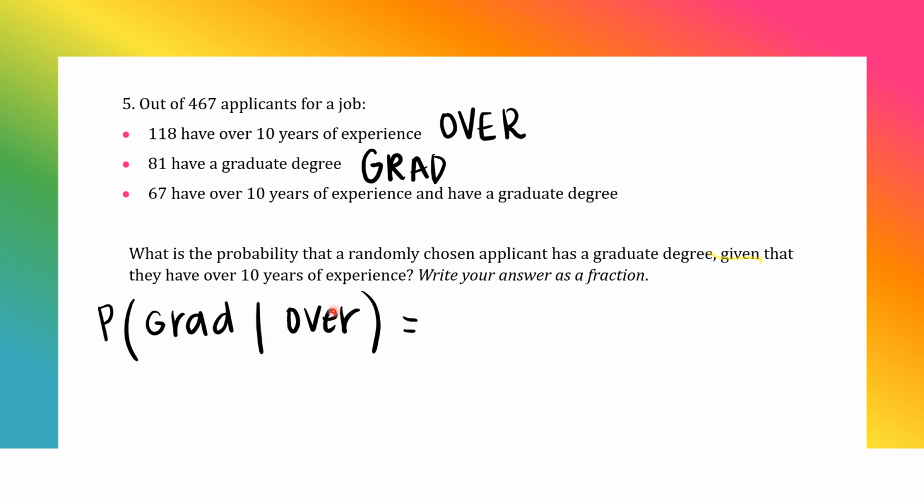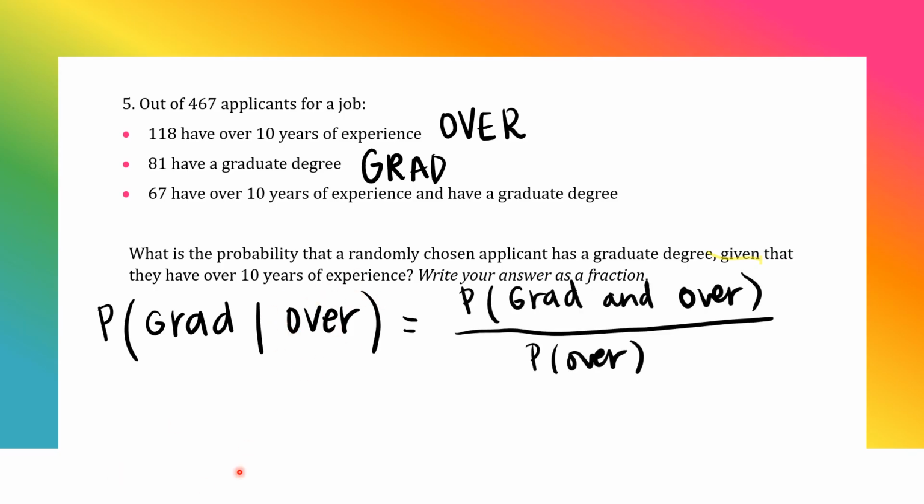Applying our conditional probability formula, this is equal to the probability that an applicant has a graduate degree and over 10 years experience divided by the probability that they have over 10 years experience. So that's what comes after the given. So probability of having a graduate degree and over 10 years experience divided by the probability of having over 10 years experience. Let's fill in those probabilities.